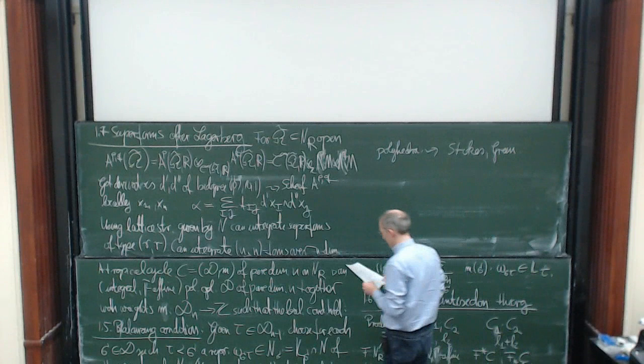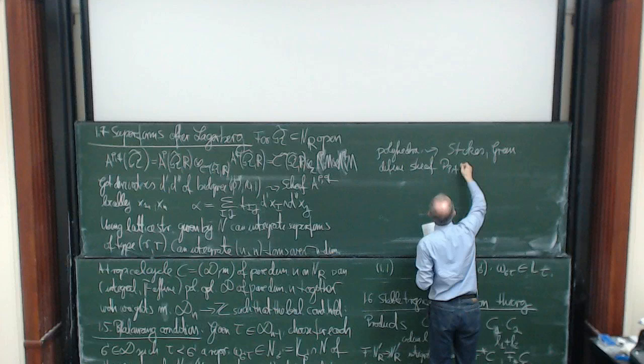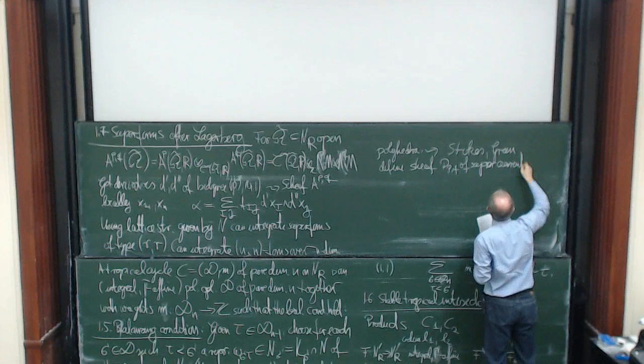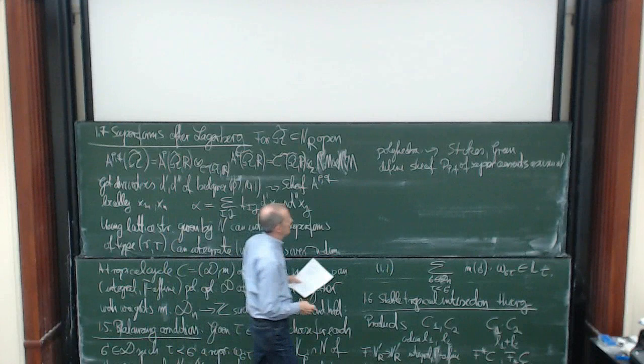So then you can also define the sheaf D^{p,q} of supercurrents as usual. So you take the superforms with compact support, and then you take the continuous functionals there. So I don't want to give details here.